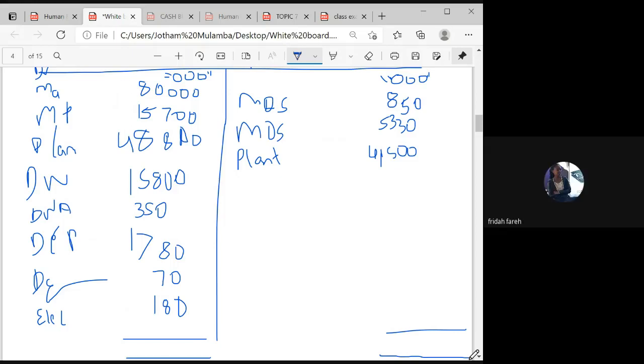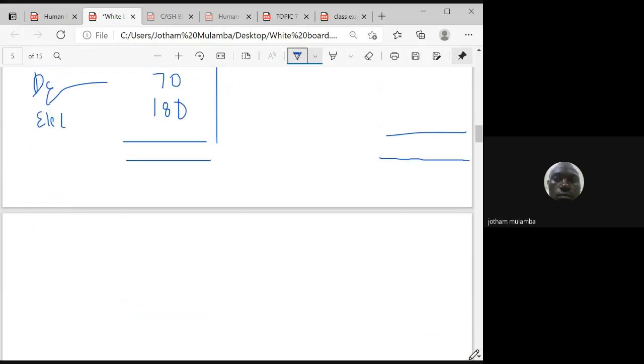The debit is 162,680. And on the credit, it is 47,680. Now, let me assist you to interpret this information so that we are able to balance and close that particular account.